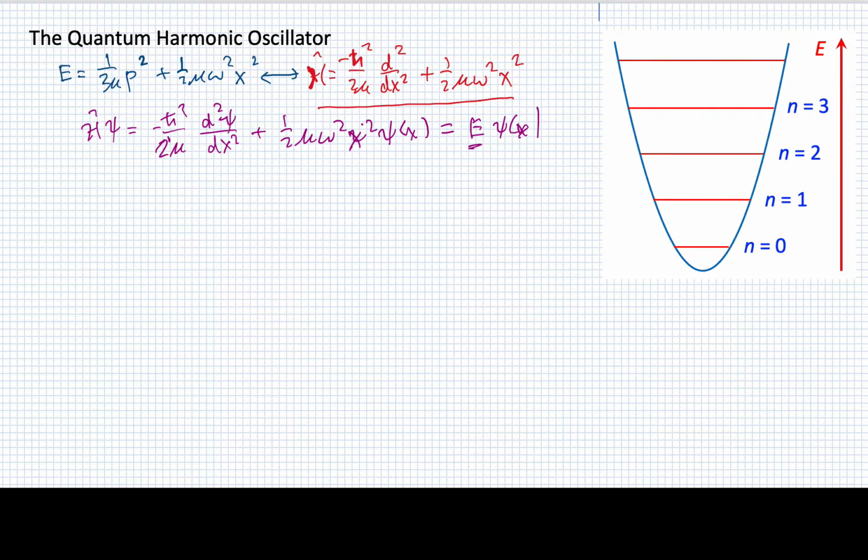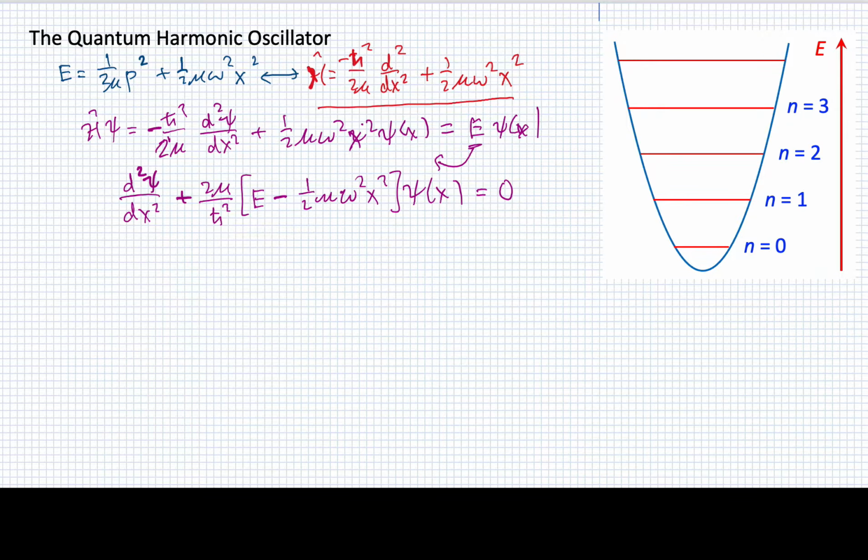Now, it's useful to rearrange this to isolate the second derivative term in one place, and basically I'm multiplying through by minus 2 mu over h bar squared. So when I bring this term over to the other side, I'll end up with a plus 2 mu over h bar squared times a quantity that looks like energy minus 1/2 mu omega squared x squared, multiplying the function psi of x. All right, so this is a second order differential equation for psi.